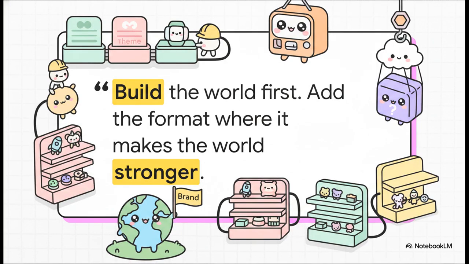It all distills down to this one core takeaway from our source material, and honestly, this is the golden rule. Build the world first. Add the format where it makes the world stronger. It's that simple. You start with the brand, you build the immersive merchandise world, you nest your themes inside it, and only then do you selectively plug in those sales formats, like traditional displays, mystery boxes, or gacha pop, specifically where they enhance that overarching world.